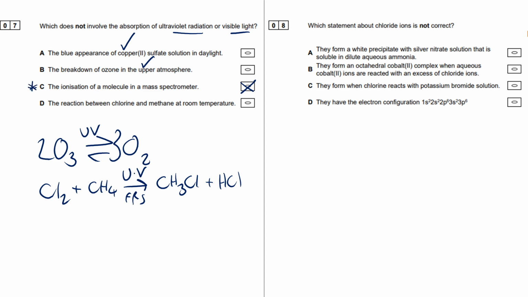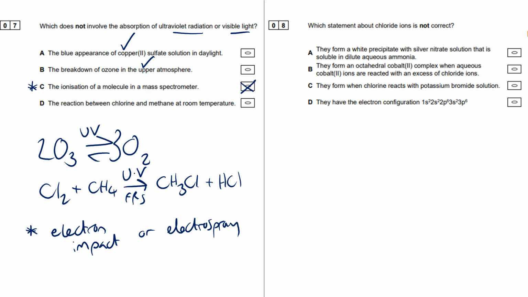Statement C is the one that's not correct. It doesn't absorb UV light or visible light, and that's because in ionization in a mass spectrometer, ionization occurs via electron impact, so high energy electrons are fired at a sample, or electrospray, where the sample is dissolved in a volatile solvent, passed through a high voltage needle and gains a proton. Neither of those involve the absorption of UV or visible light. So C is the correct answer here.